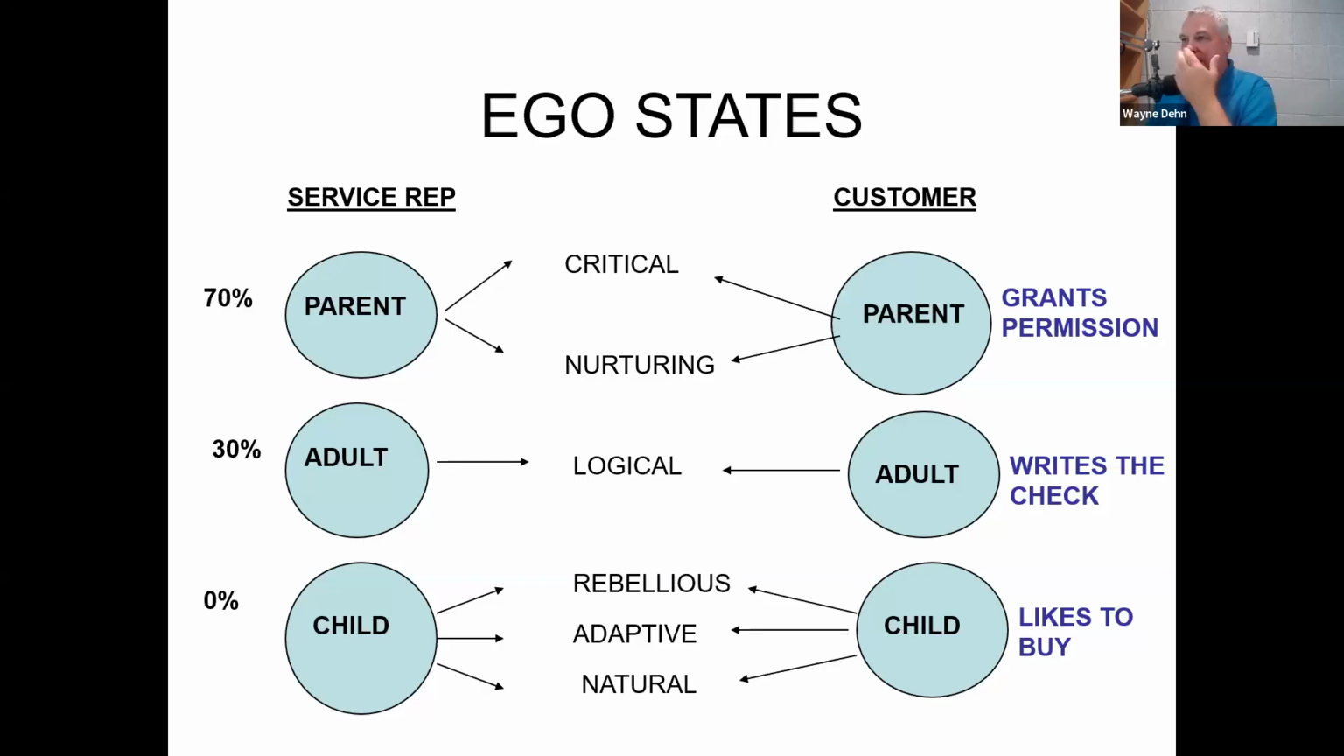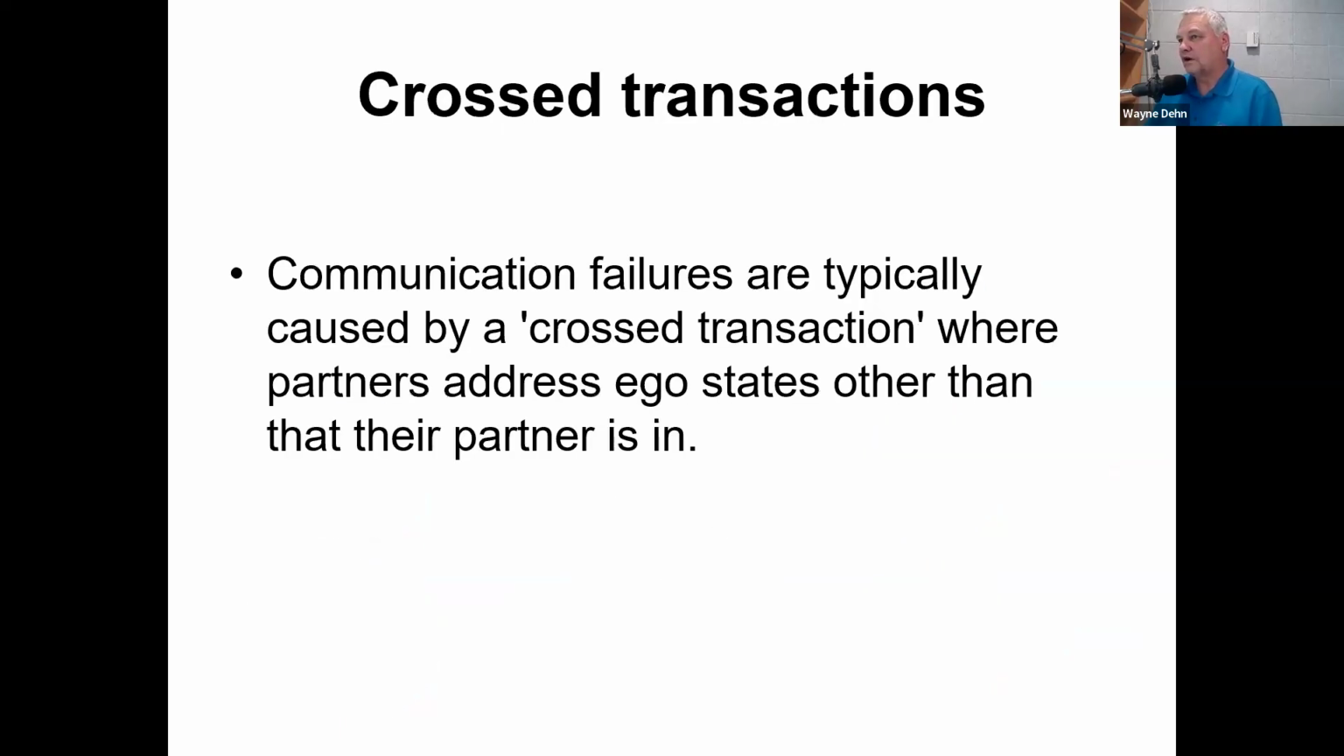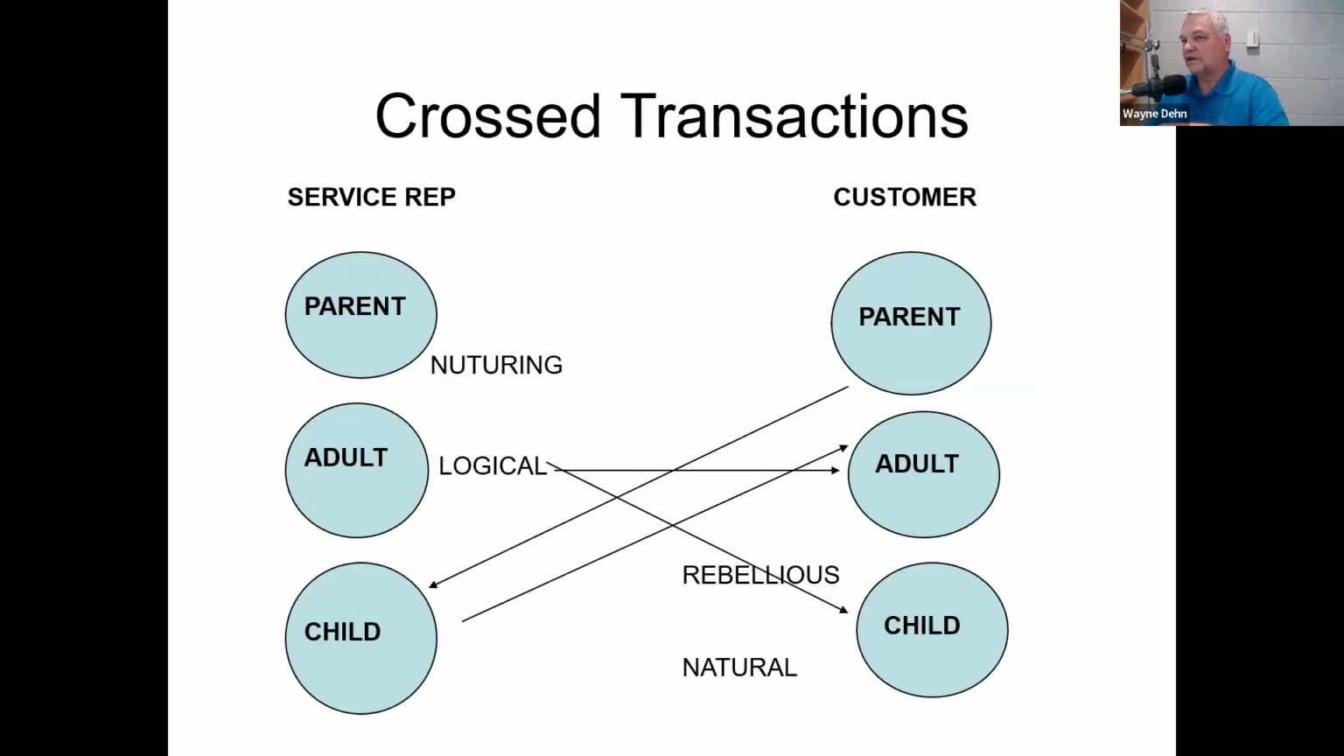So when we start talking about how to communicate with somebody, your nurturing parent can talk to the child that likes to buy. Your nurturing parent can talk to the adaptive child. Your logical adult can talk to the parent that grants permission. Your logical adult can talk to their logical adult. But your little kid can't talk to anybody. And we call that a cross transaction. A cross transaction is typically caused when the partners address ego states other than the one the other partner is in.